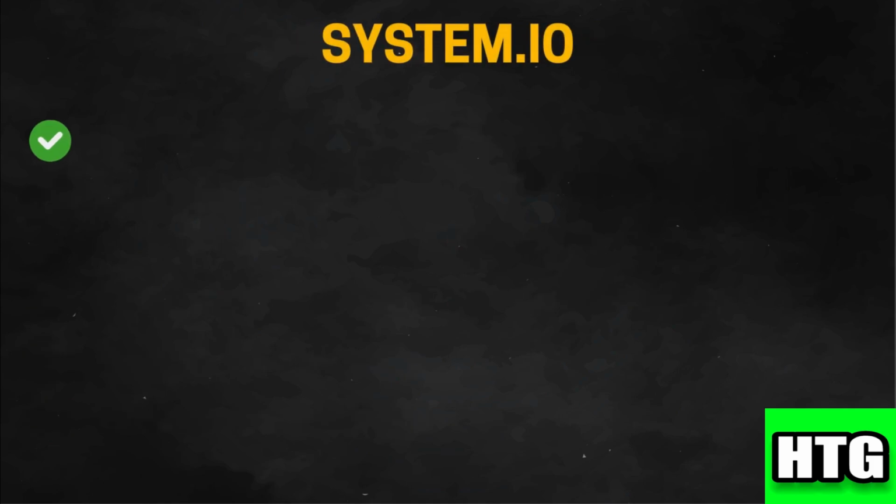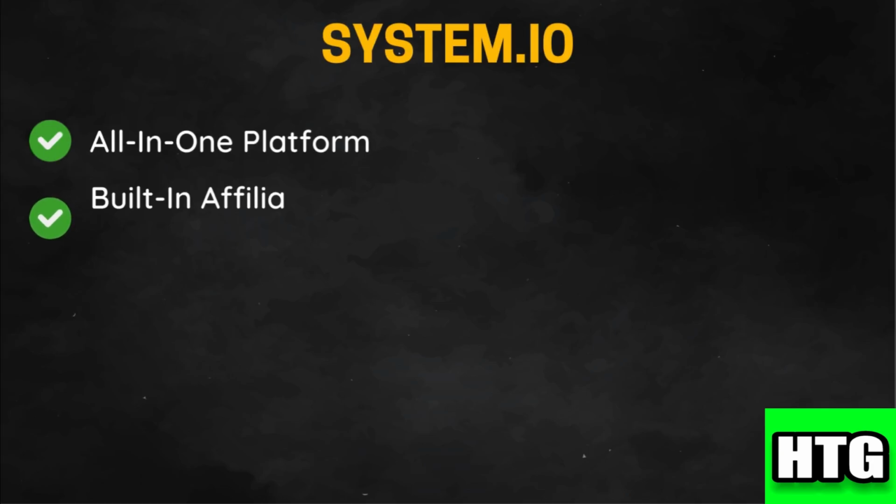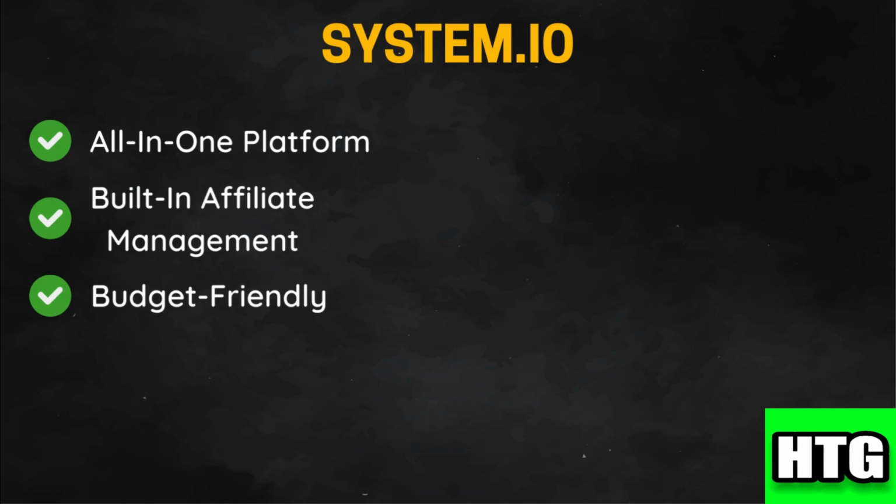Systeme.io includes tools for building sales funnels, managing email marketing, creating online courses, and running affiliate programs. Provides features for managing affiliate programs, making it easier for businesses to leverage affiliate marketing. Offers a more affordable solution for entrepreneurs and small businesses with a comprehensive set of tools at a lower price point.